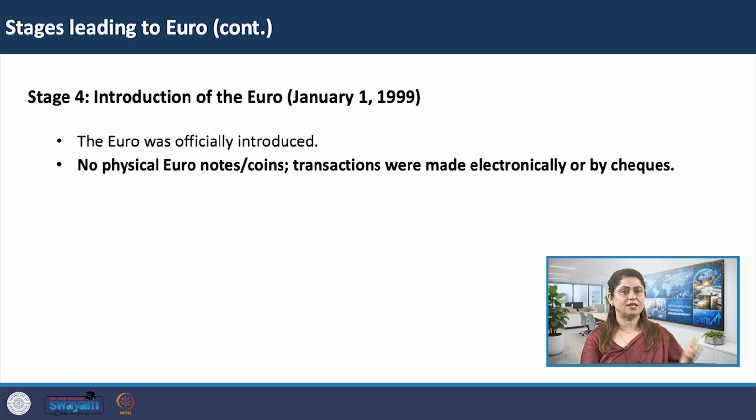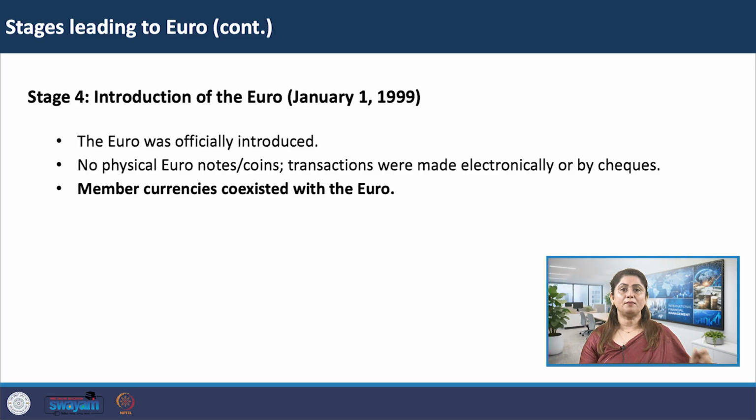You couldn't go to an ATM and get euro notes. The euro existed, but only in bank accounts and computers. Why this approach? Because the organizers were nervous. If something went wrong, if the system crashed, they didn't want billions of physical notes out there that would be worthless. Electronic transactions could be reversed. Physical currency couldn't.